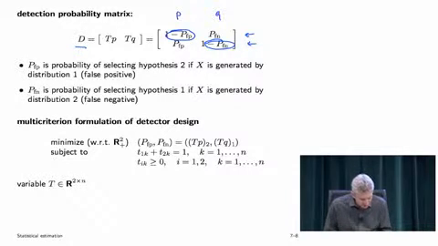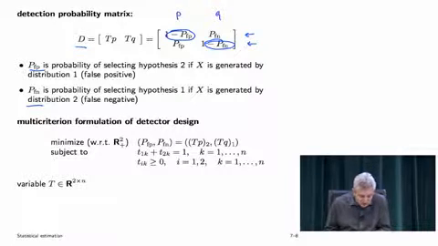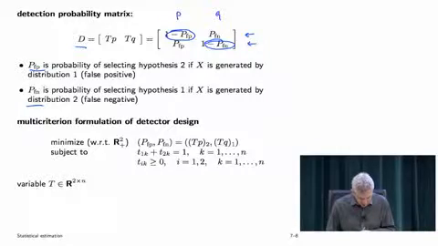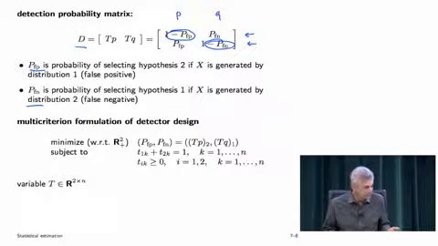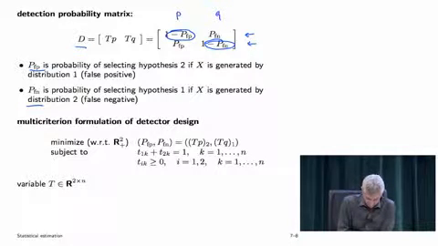Okay, so PFP is the probability of selecting hypothesis 2 if X is generated by distribution 1, and that's a false positive. So you're saying it's from distribution 2, but in fact it was from distribution 1. And of course, what you'd like is for both of these errors to be 0. I mean, you want this matrix to be the identity, right? Oh, there's another name for this. I think some people call it a confusion matrix. All right. So we basically have a multi-criterion formulation, right? Because what you would really like, oh, by the way, how would you make a false positive rate 0? That you can do. You never want to select hypothesis 2 if it was generated by what?